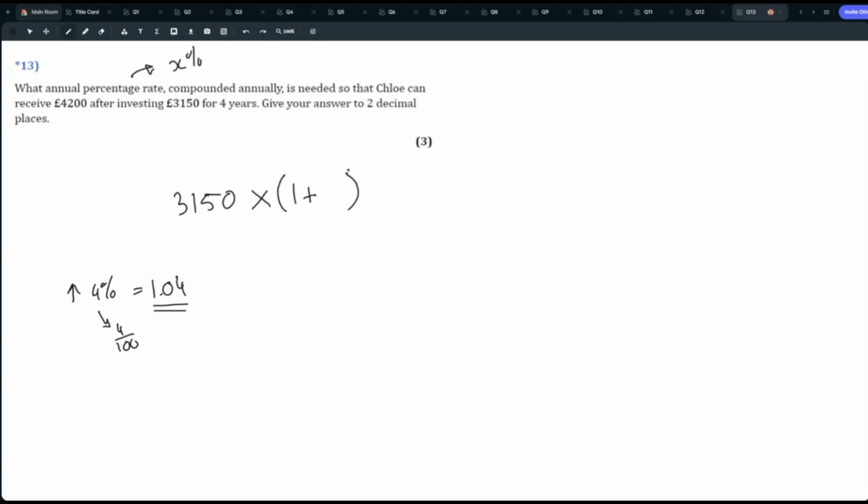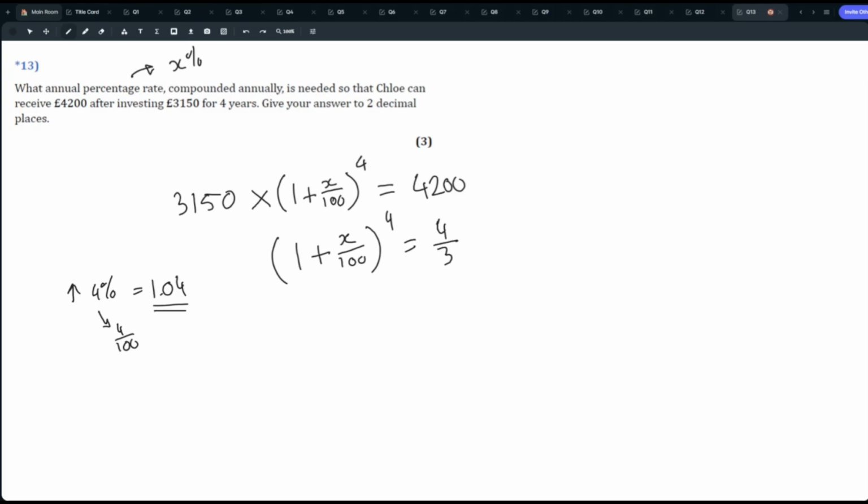So 1 add X over 100. Again, we don't know what that percentage is. And we know we're doing it for 4 years. And what do we want to get? We want to get 4,200. Okay, so this now becomes a solving problem. I'm going to divide both sides by 3,150. So this just leaves us with the brackets on the left-hand side. So if I do 4,200 divided by 3,150, I get 4 over 3.